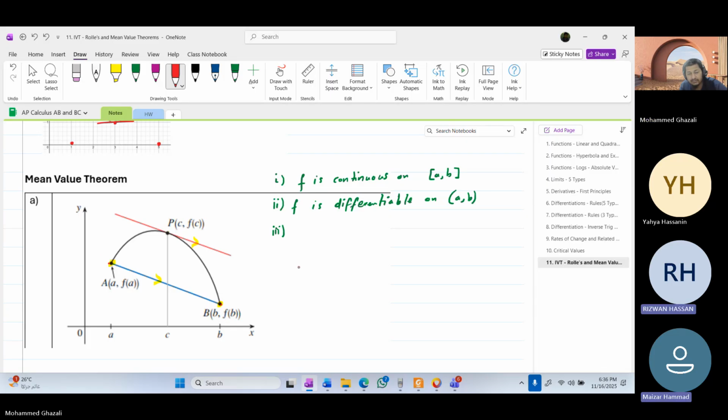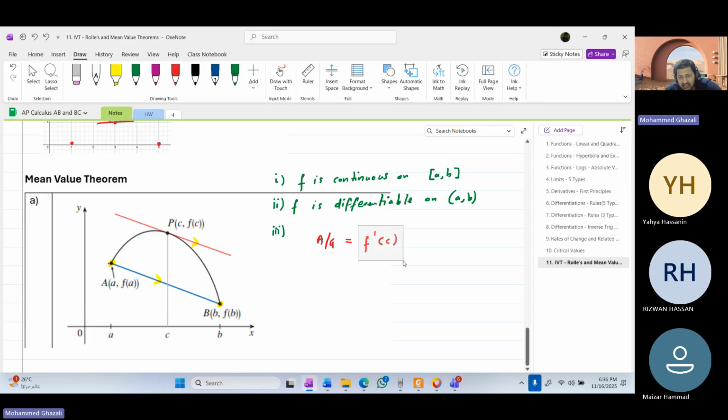The mean value theorem is where the average gradient is equal to f prime c, the instantaneous gradient, where the instantaneous gradient is equal to the average gradient. So what's the average gradient? f of b minus f of a. Average gradient is just a slope. So it's f of b minus f of a over b minus a, is equal to f prime c.